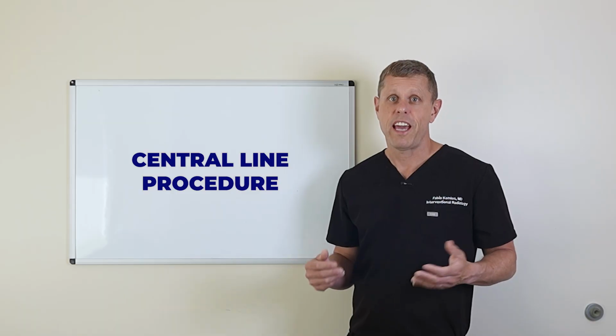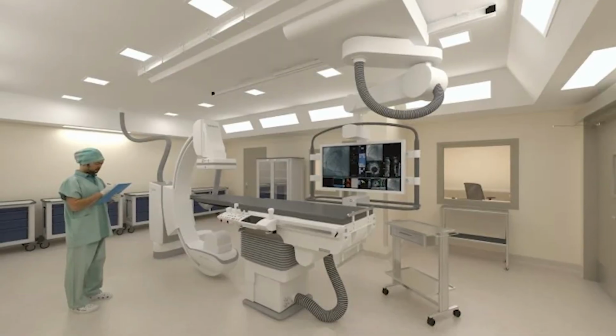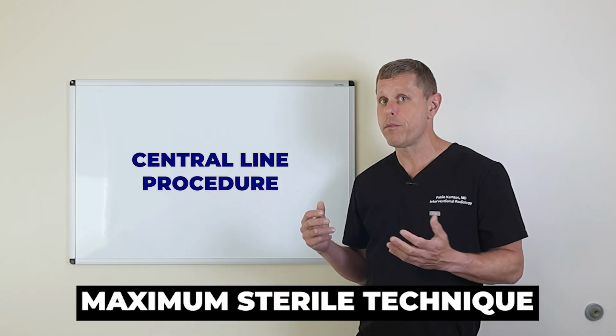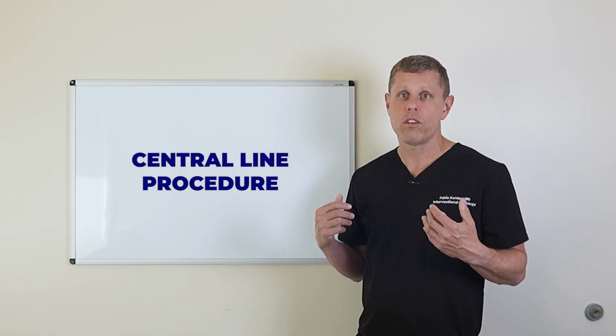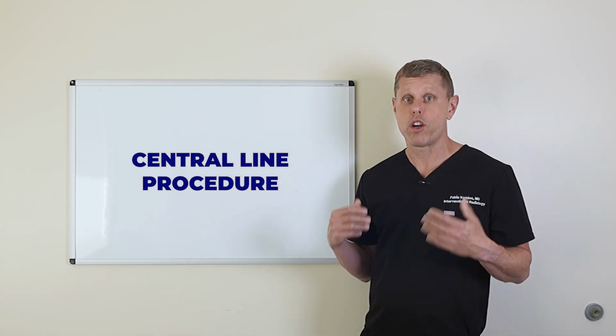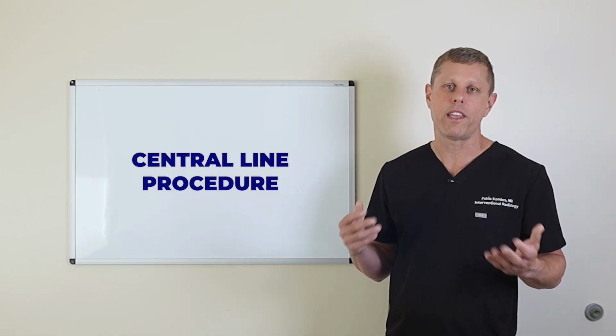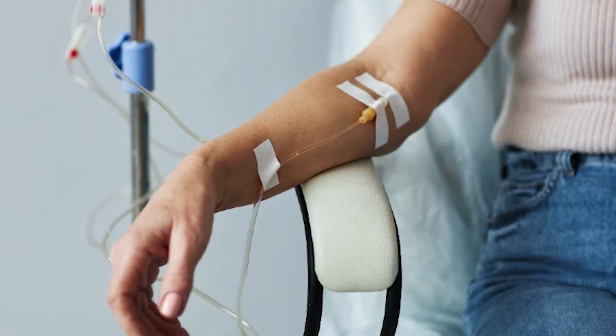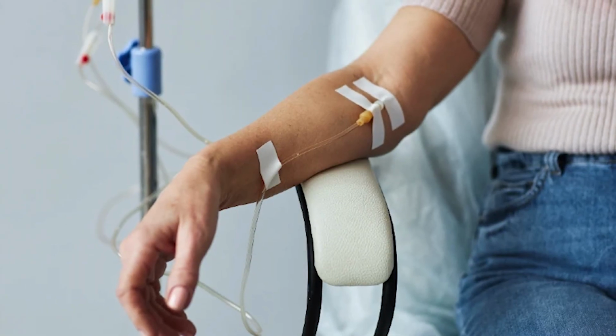Tunneled catheters and lines are usually done at the catheterization laboratory because we use maximum sterile technique, and we also make sure that they are placed in perfect position. For those, you will also be receiving what's called moderate sedation or mild sedation, and that's when we administer medication in your IV to make you comfortable.